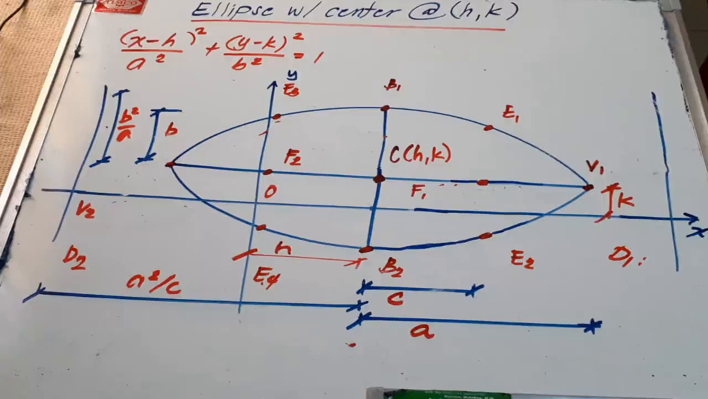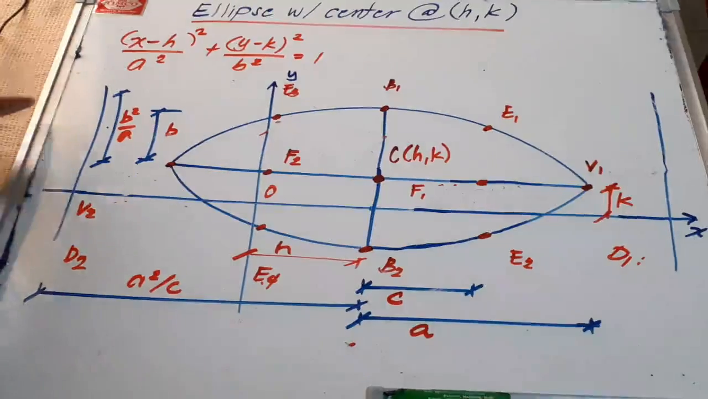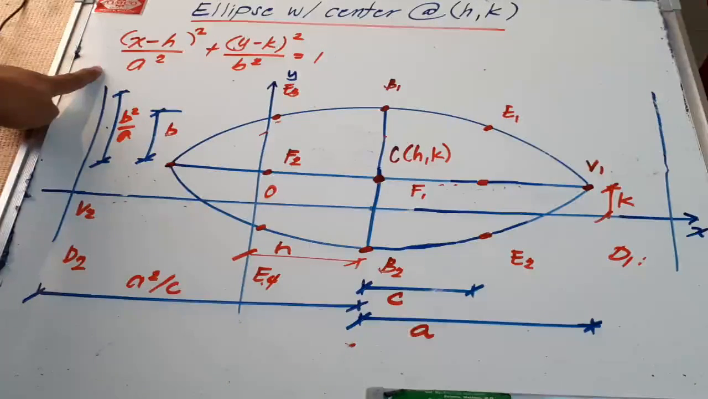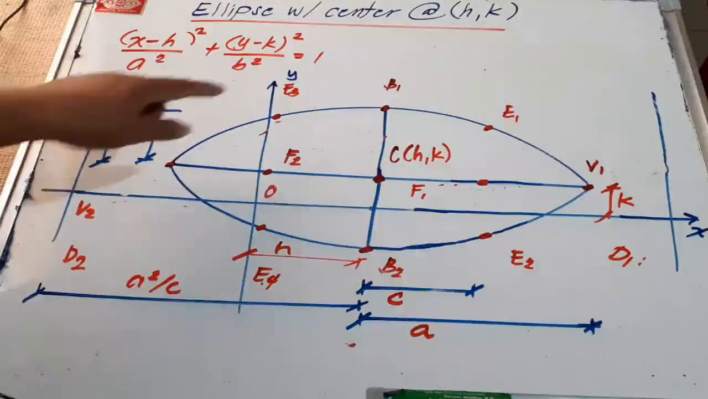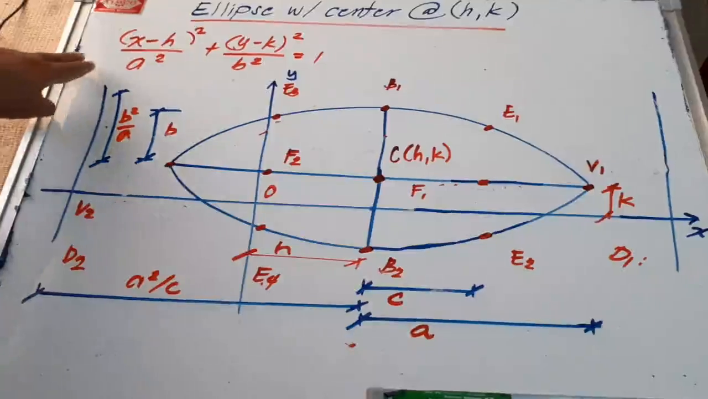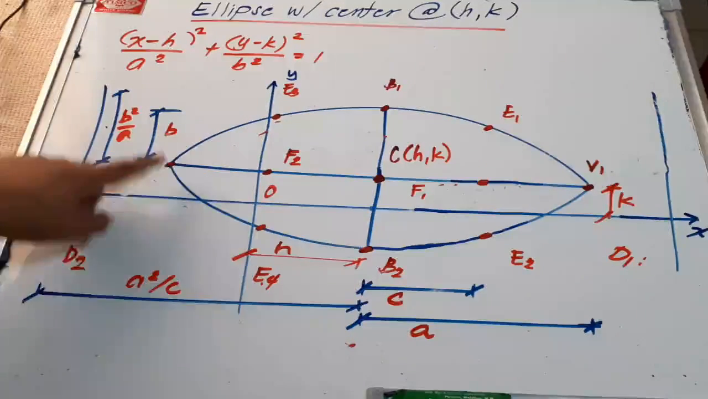So in this video, I'm going to show you how to determine the coordinates of the important parts of an ellipse with center at (h, k). Now, itong mga coordinates na to is necessary para ma-sketch natin ang graph ng ellipse sa XY plane. Now, if we have here an equation of ellipse in standard form, we have (x minus h) squared all over a squared plus (y minus k) squared all over b squared equal to 1. Now, the equivalent graph of this equation is this one.